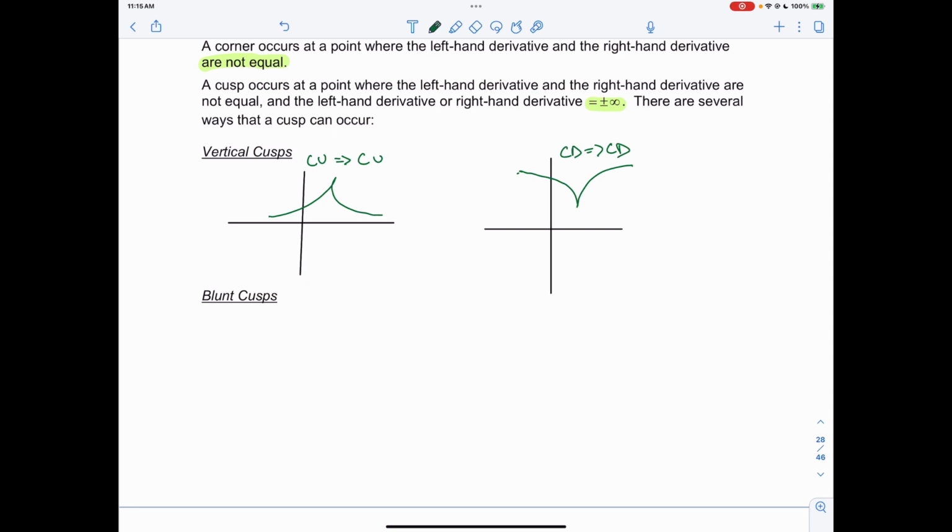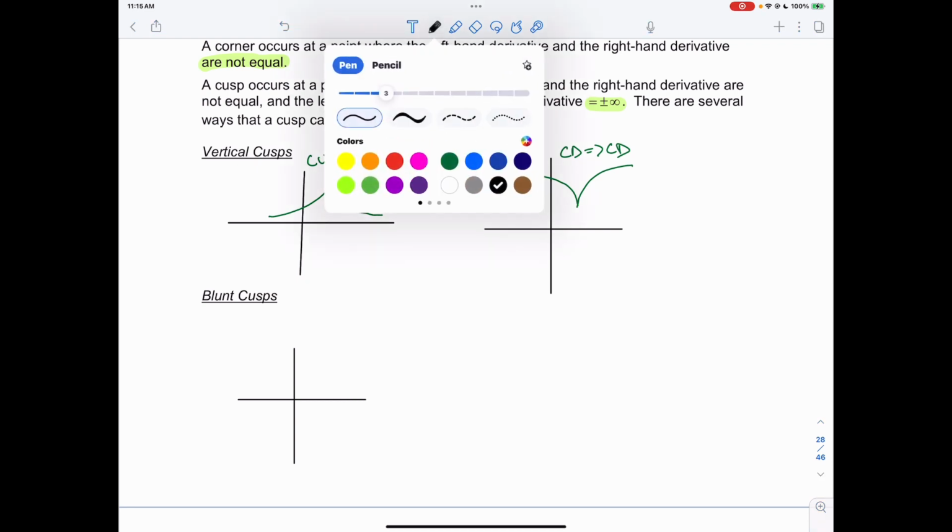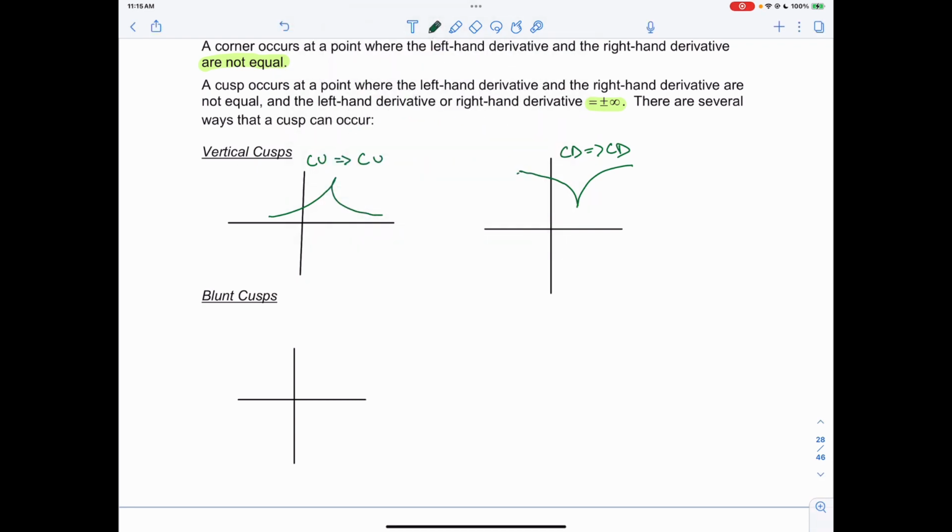But we can also have what's called a blunt cusp, which we haven't encountered before. A blunt cusp can occur from going concave up to concave down, or it can occur from going concave down to concave up.